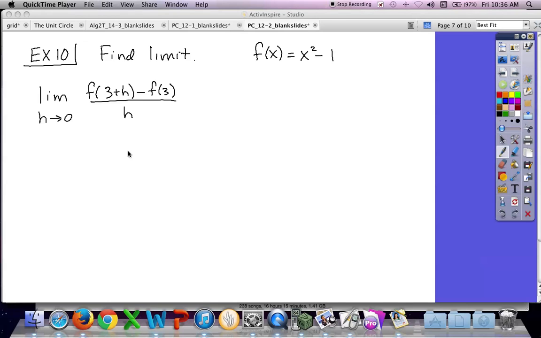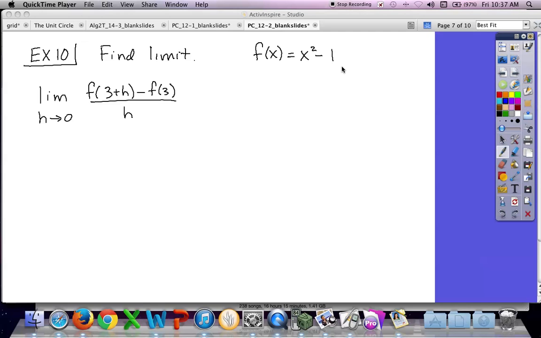Okay, we're going to find the limit as h approaches 0 of f of 3 plus h minus f of 3 over h of this function, right? x squared minus 1. Now, we did this kind of thing in the very first chapter, if not the very first section in the very first chapter. We were doing difference quotients. We weren't taking limits of difference quotients, but we were doing difference quotients.